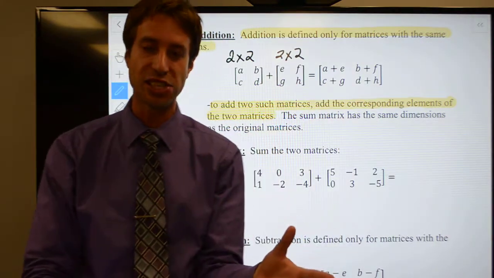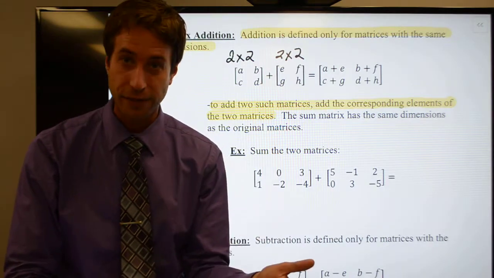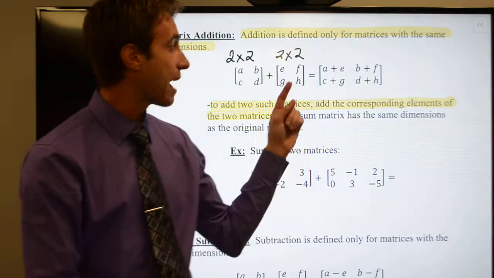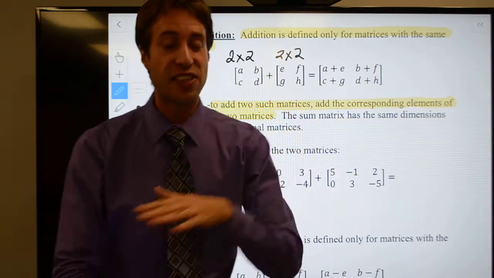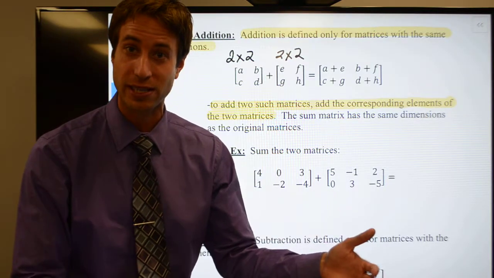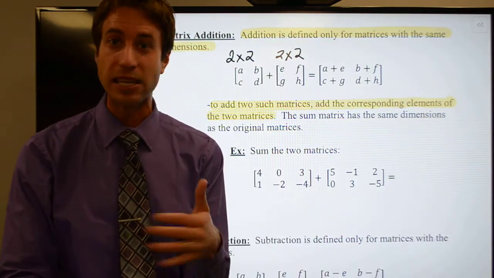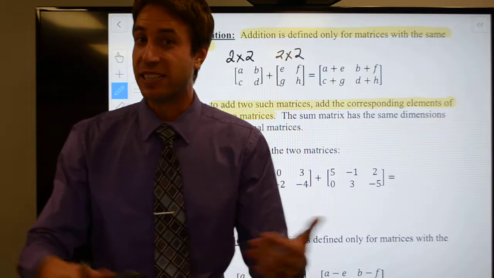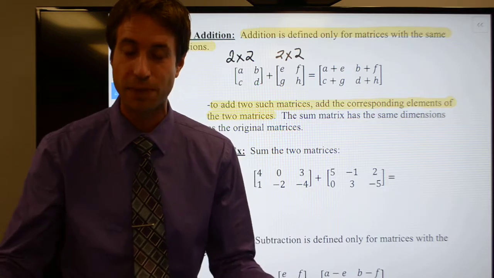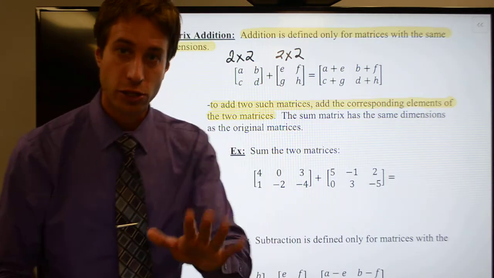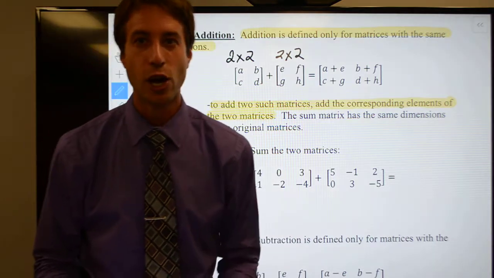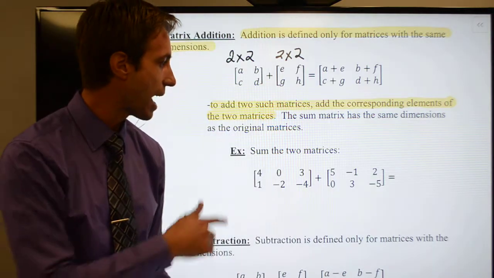And now you can see why the dimensions have to be the same. If the dimensions aren't the same, you're going to have elements in one matrix that don't have a corresponding position in the second matrix. And we add elements in corresponding positions. If it doesn't have a corresponding element, you can't add it to anything and the addition process falls apart. So you must have matrices that are the same dimensions. We add corresponding elements, and let's go ahead and practice.